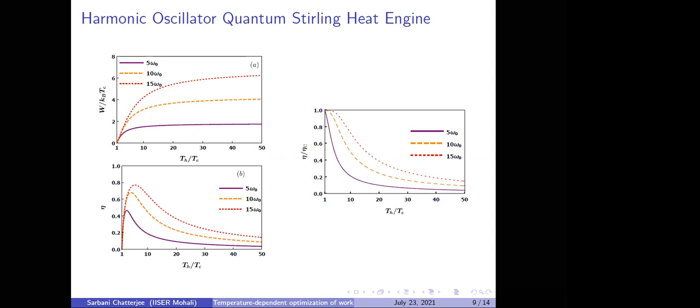Yeah. So this behavior is in contrast with that of a classical heat engine, where we see the efficiency increases monotonically as a function of TH by TC, and it asymptotes to 1 for larger temperature ratios. The efficiency for a quantum heat engine is seen to approach the Carnot limit for small values of TH by TC. And this can be more easily seen from this plot here, where efficiency is normalized with the Carnot efficiency.